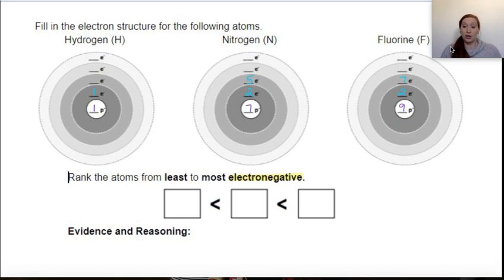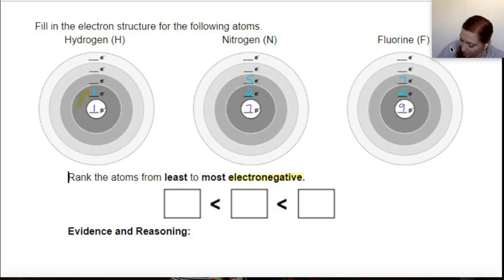Okay, electronegativity is the ability for an atom's nucleus to attract electrons from another atom. So again, trends are always about attraction. So we've got to talk about size or number of energy levels, and we also have to talk about protons in the nucleus. So let's check out those things. Let's look at size or number of energy levels first.